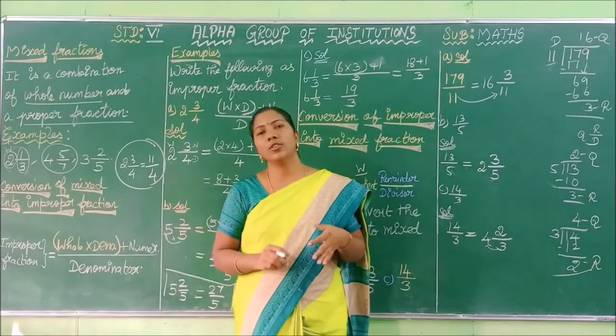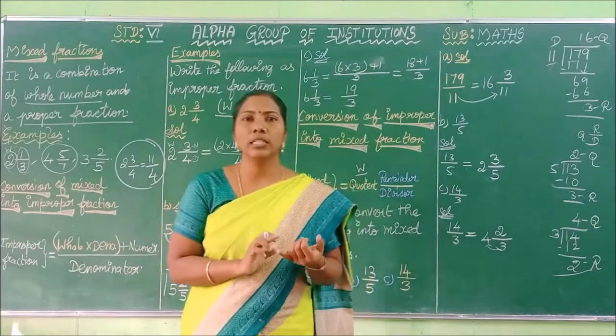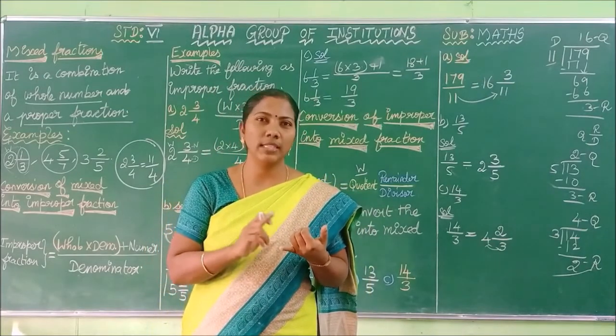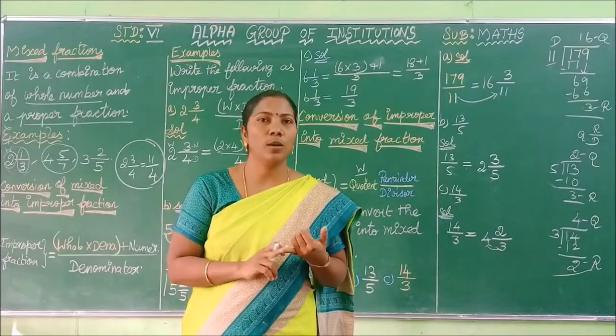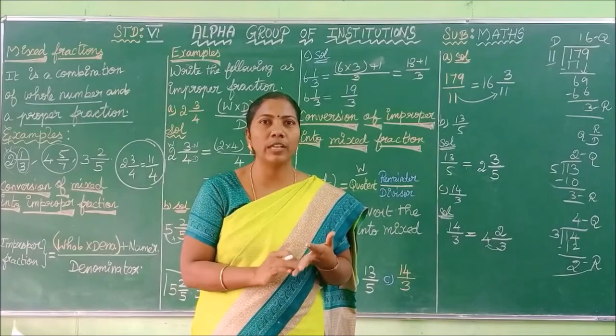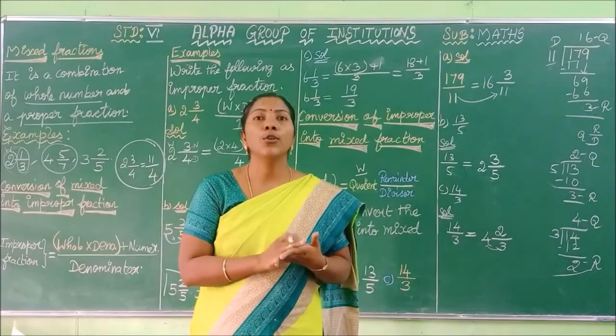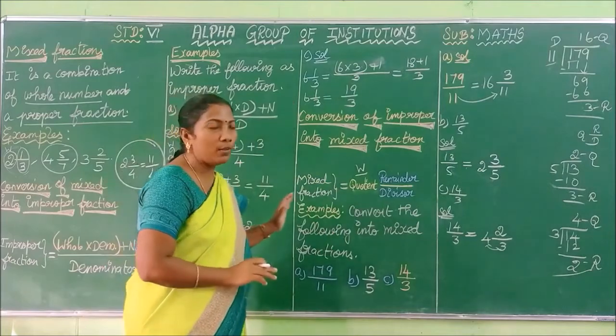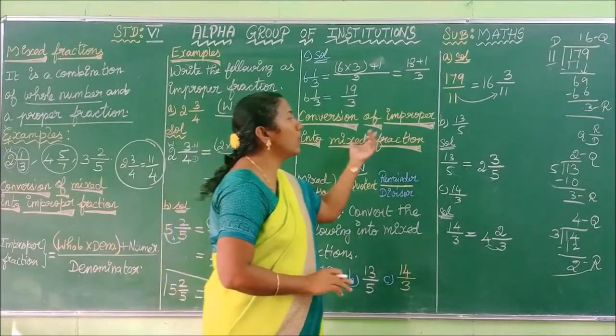So far in today's class, what we have discussed: what is meant by fraction. Fraction is a part of a whole. The whole may be a single object or a collection of objects. And then types of fraction: proper fraction, improper fraction, mixed fraction, unit fraction, and then conversion of mixed into improper fraction and conversion of improper into mixed fraction.